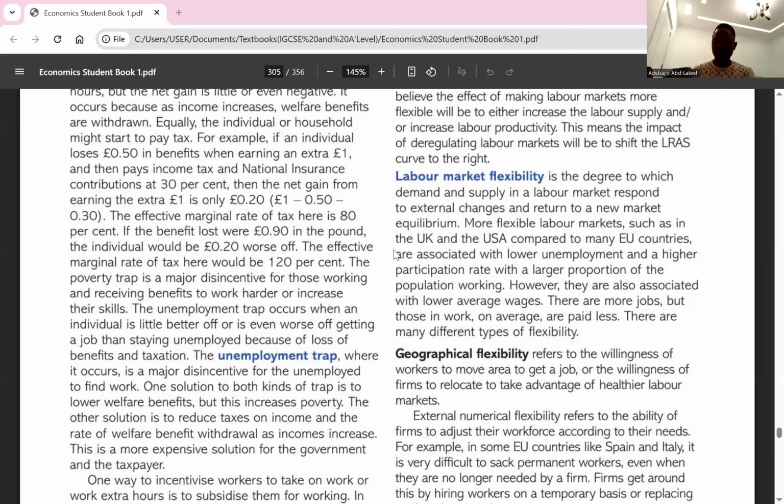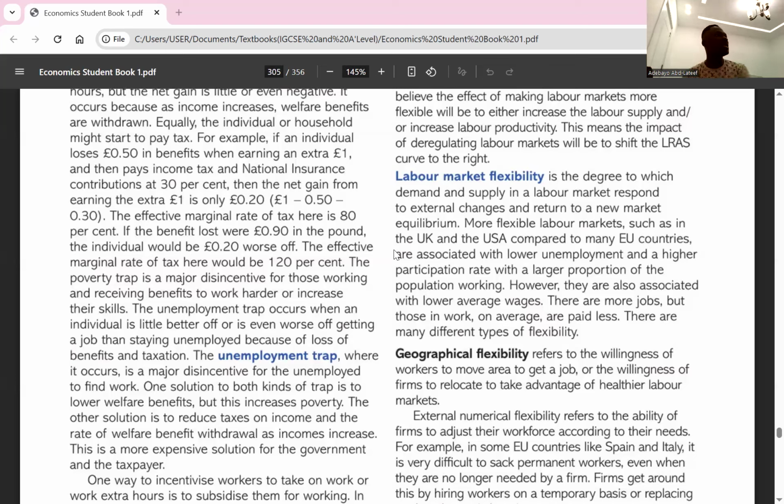Get the point here. The market is at equilibrium. There's flexibility if the market is able to respond to different changes that might have occurred and put it back into a new equilibrium. That is what labor market flexibility is. So we start with the first one, which is geographical flexibility. For geographical flexibility, it is the willingness of workers to move area to get a job.